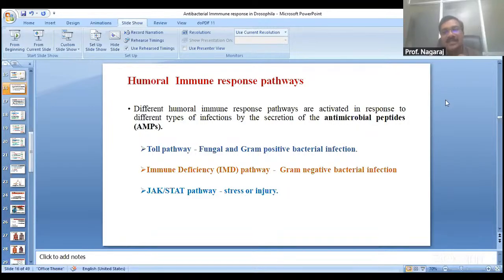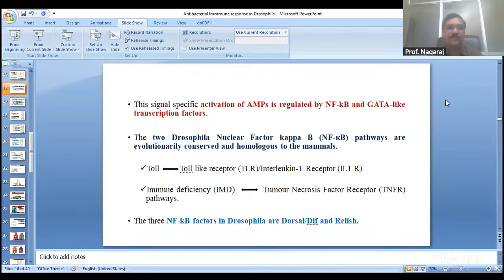So again, it's pathogen specific. Depending upon the pathogen, the fly has adapted to activate antibacterial, antimicrobial peptide genes. Mainly, the JAK-STAT pathway is not directly involved in the immune response, but only in a few cases like stress and injury, because it's mainly seen during pattern formation. That's not what we are going to talk about now.